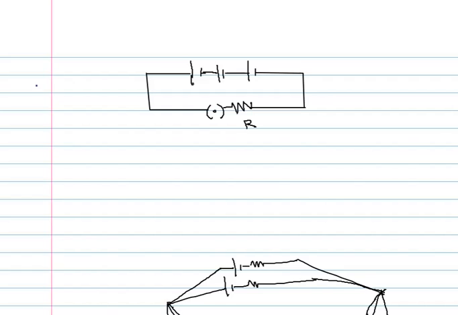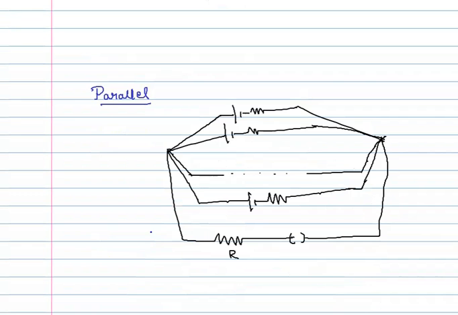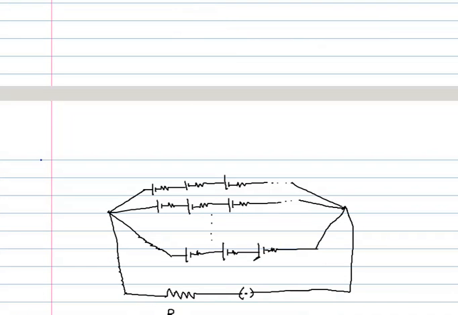So when it comes to combination of cells, we can combine the cells in three manners. One of the manners to combine them is in series. One of the manners to combine them is in parallel. And then there is a third manner to combine them, which we say is the mixed grouping.